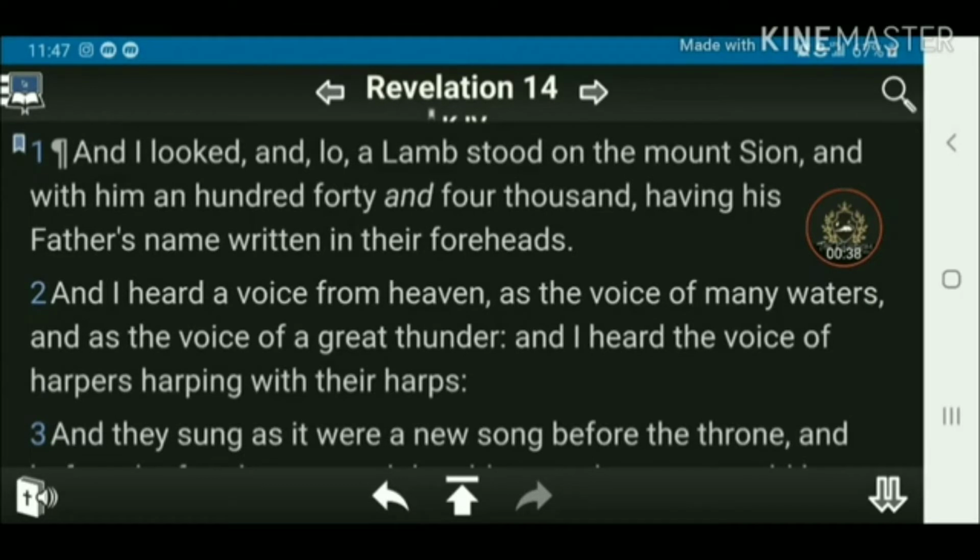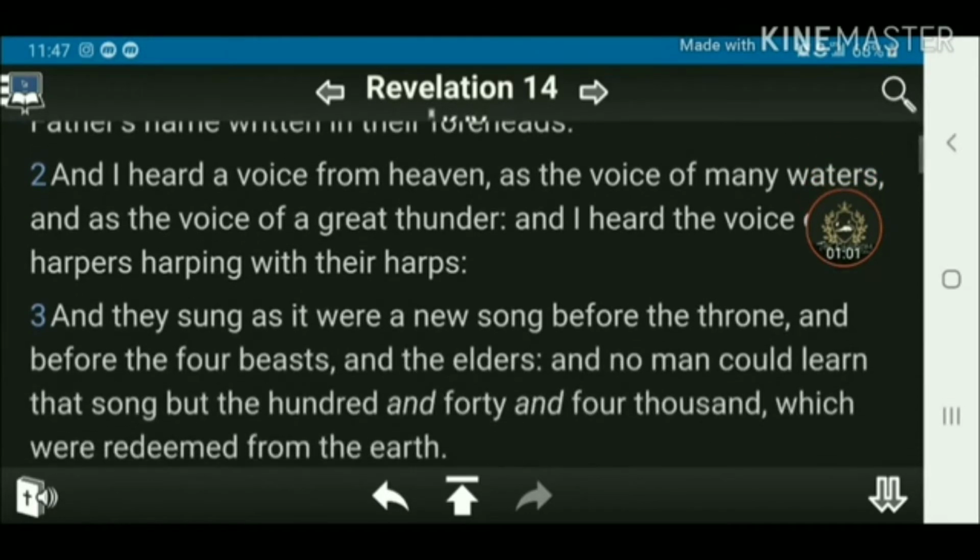Revelation 14:1. And I looked, and lo, a lamb stood on Mount Zion, and with him 144,000, having his father's name written in their foreheads. And I heard a voice from heaven as the voice of many waters, and as the voice of a great thunder. And I heard the voice of harpers harping with their harps. And they sung, as it were, a new song before the throne.